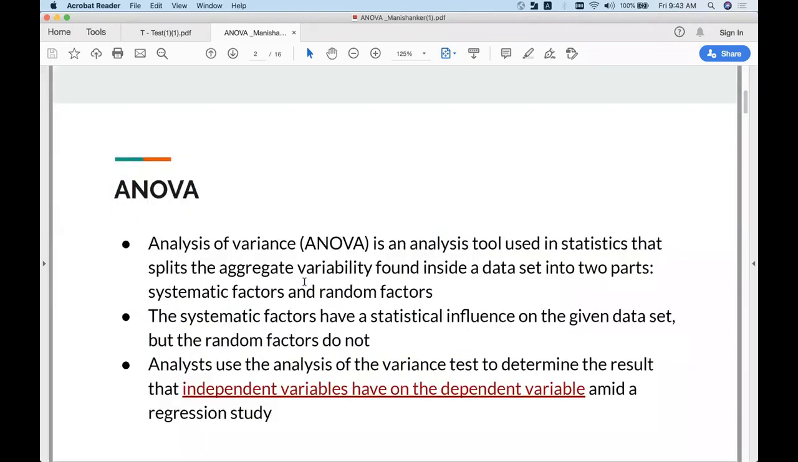ANOVA, analysis of variance, is an analysis tool used in statistics that splits the aggregate variability found inside a data set into two parts: systematic factors and random factors. The systematic factors have a statistical influence on the given data set, but the random factors do not. Analysts use the analysis of variance test to determine the result that independent variables have on the dependent variables amid a regression study.